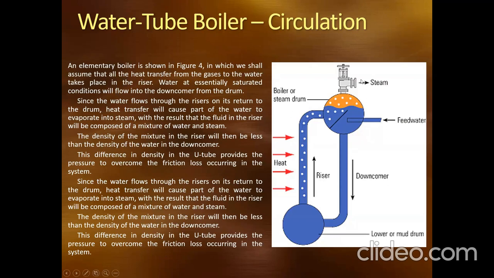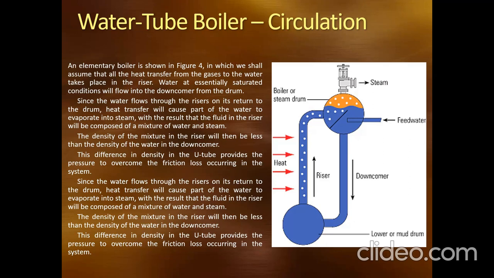So, an elementary boiler is shown in figure 4 in which we shall assume that all the heat transfer from the gases to the water takes place in the riser. Okay? Left side. Water at essentially saturated conditions will flow in the downcomer from the drum. Since the water flows to the riser on its return to the drum, the heat transfer will cause part of the water to evaporate into steam, with the result that the fluid in the riser will be composed of a mixture of water and steam.